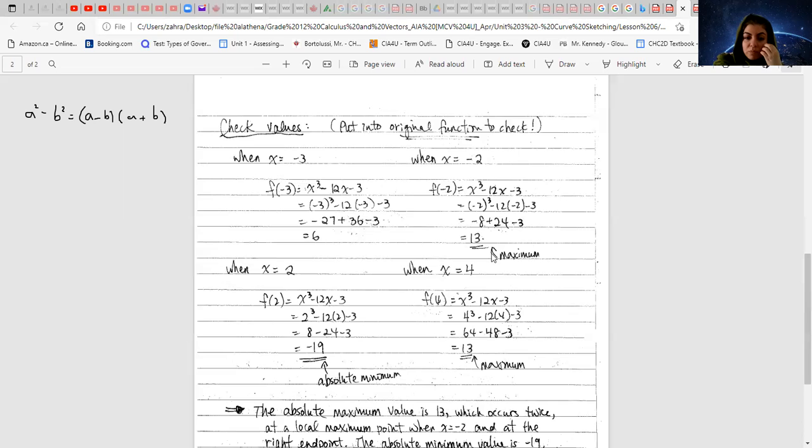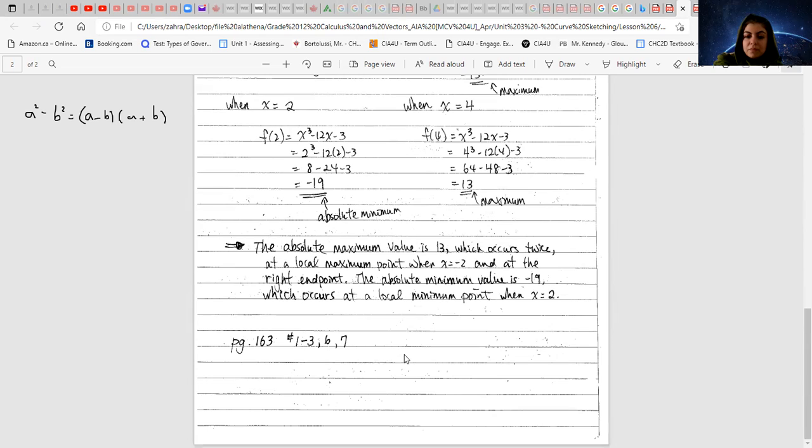As you see, the highest point is 13. There are 2 points. One of them is your local and one of them is endpoint. So these two are absolute maximum. This is the lowest point, true? This is going to be your absolute minimum.